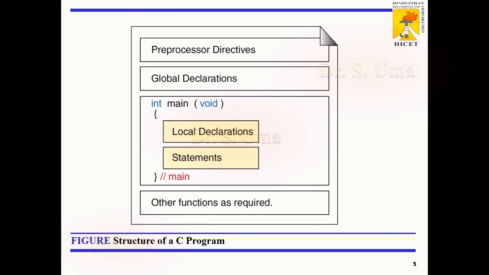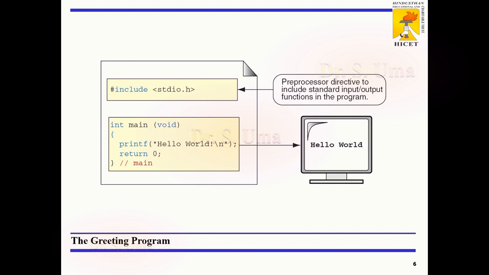Within each function, we have local declarations for the variables that are used within the specific function, followed by the program statements. All these local declarations and statements for a specific function are enclosed in curly braces. Then we have definitions of other functions that are used in the program. So this is a simple sample program which is used for displaying hello world onto the screen.